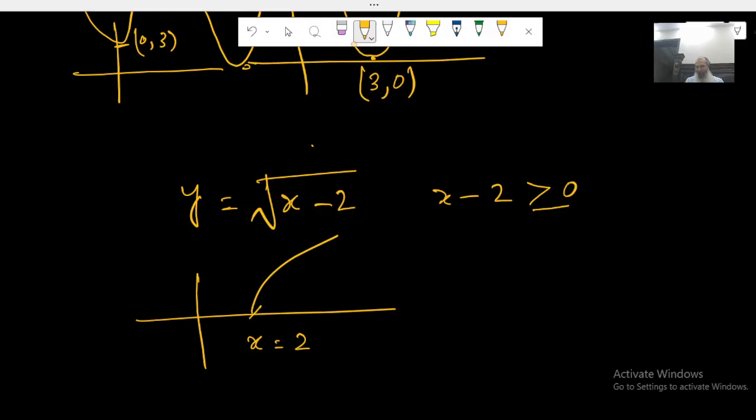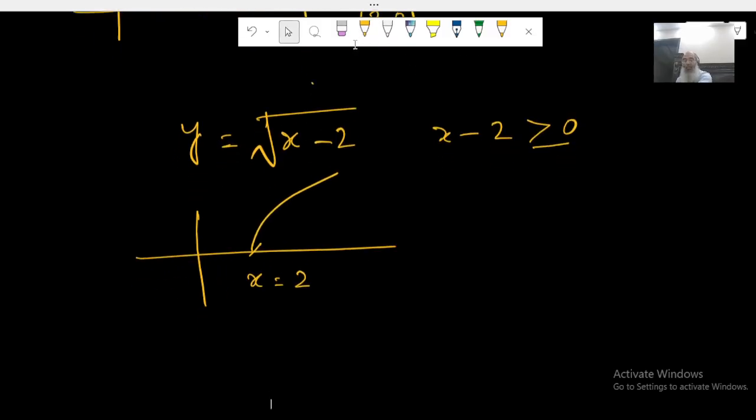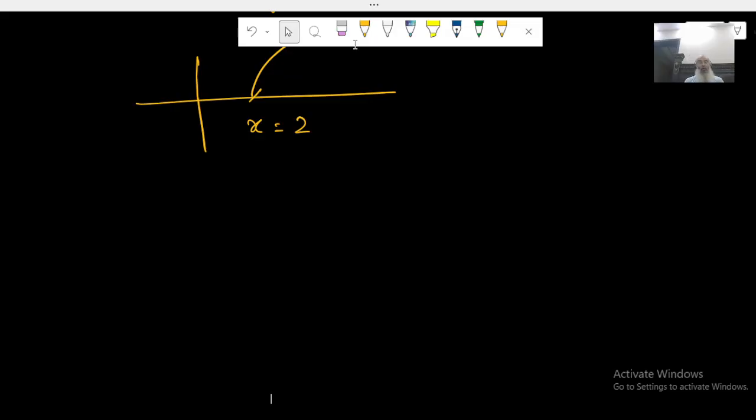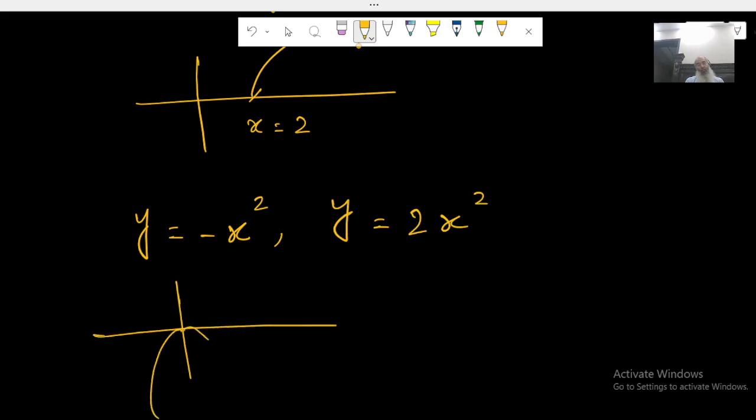What's domain? Domain is the set of all the numbers that you can input in the function. And mistake number 3: sometimes you get confused between reflection and stretching. In easy words, if I write here y equals minus x square, and here I write y equals 2x square, it's different. Y equals minus x square means the whole graph is inverted, flipped down. But if I multiply x square by some number, the whole graph is stretched.